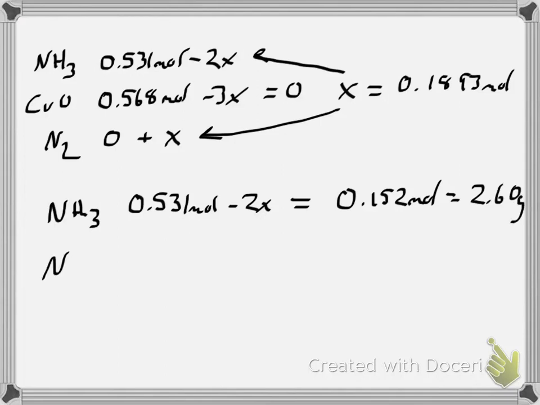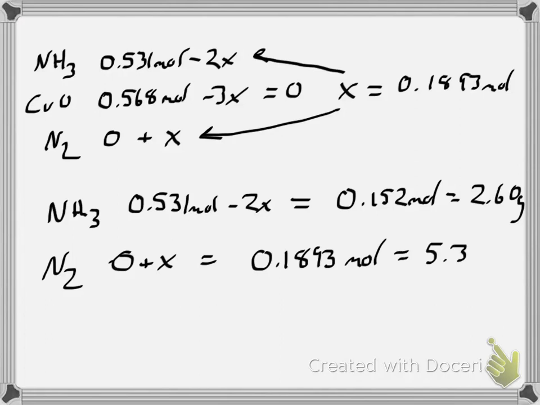The nitrogen is just 0 plus x, and our x, remember, is the 0.1893, and that is going to equal 0.1893 mole. Multiply that by the molar mass of nitrogen, and you should come up with something about like 5.31 grams. And this would be our theoretical yield, and this is the quantity of the excess reactant that remains.